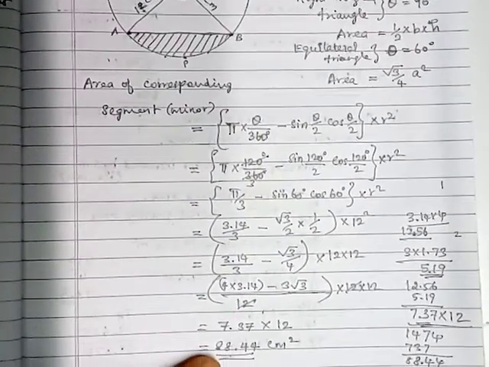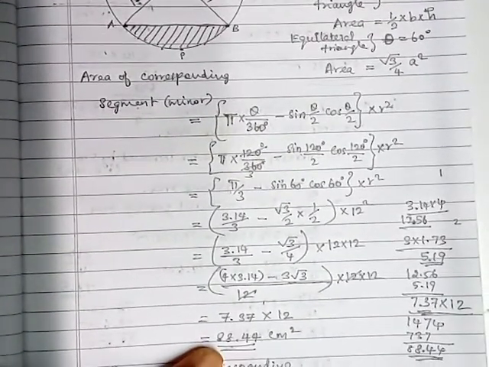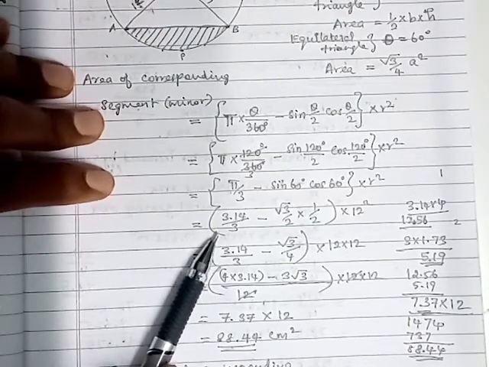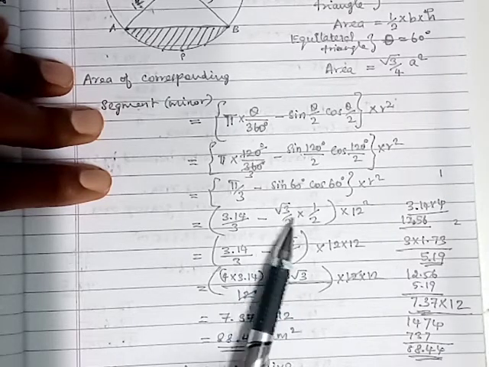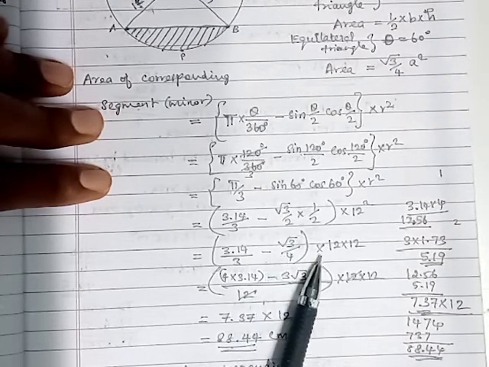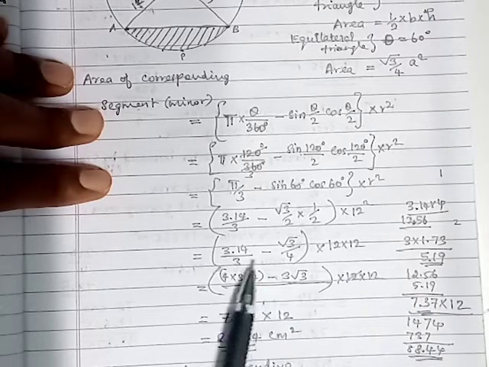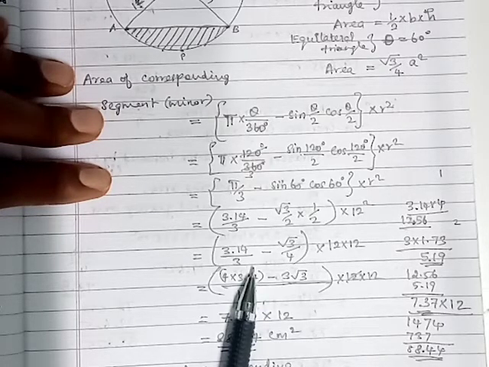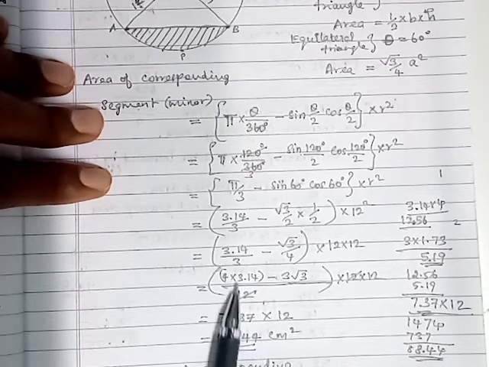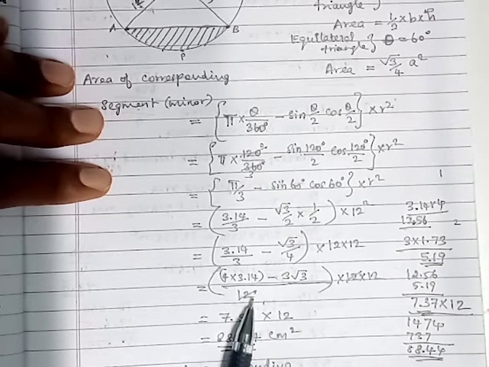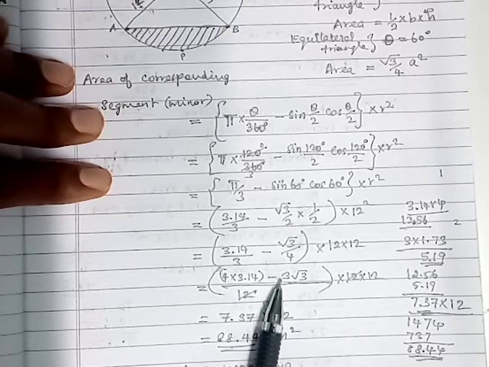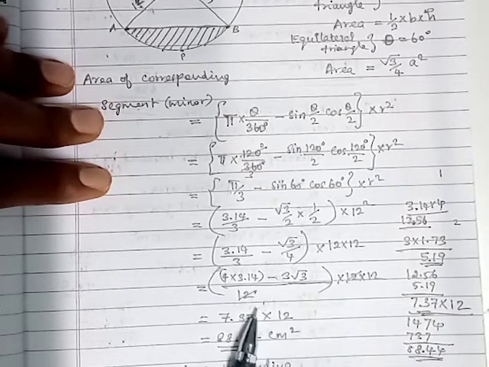Then 3.14 divided by 3 minus, here 2 into 2 is 4, root 3 into 1 is root 3, so root 3 by 4, into 12 into 12. We can take the LCM. The least common multiple is 12, since 3 into 4 is 12, so we do the cross multiplication for taking the LCM. 4 into 3.14 minus 3 root 3, over 12, and we can cut 12.